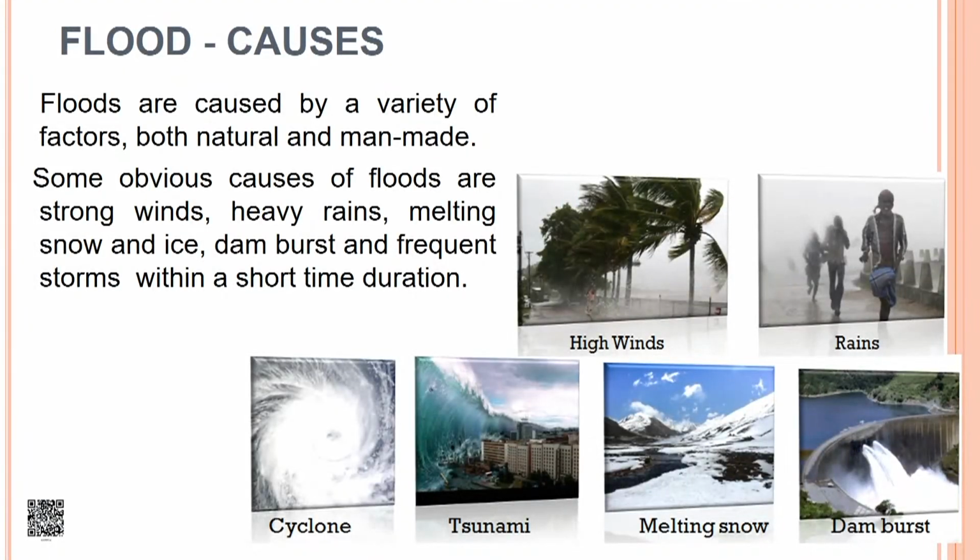So, floods are caused either man-made or natural, and there are so many factors. Some obvious causes of flood are strong winds, heavy rains, melting snow and ice, sometimes maybe dam burst and frequent storms within a short time span. Another reason is the common practice of humans to build homes and towns near rivers and other water bodies, which has contributed to the disastrous consequences of flood.